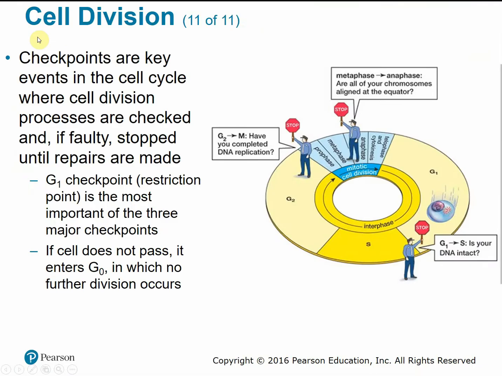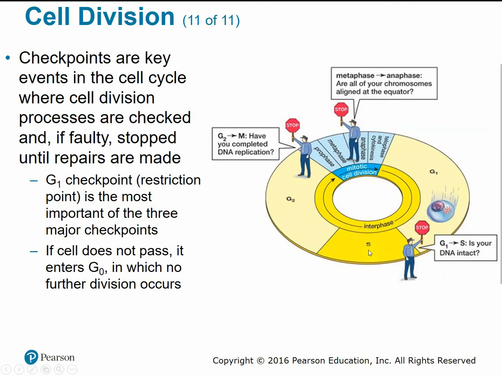The checkpoints are going to be the key events during this cell cycle to ensure that everything is running smoothly. So we don't want any kind of unmitigated cell division. So there's different checkpoints along the way. But G1 is probably going to be the most important of the 3 checkpoints. So this is our first checkpoint before we synthesize the DNA.